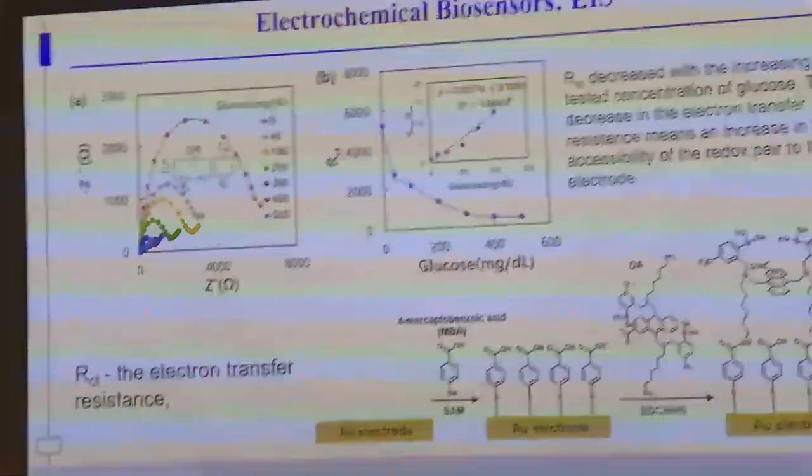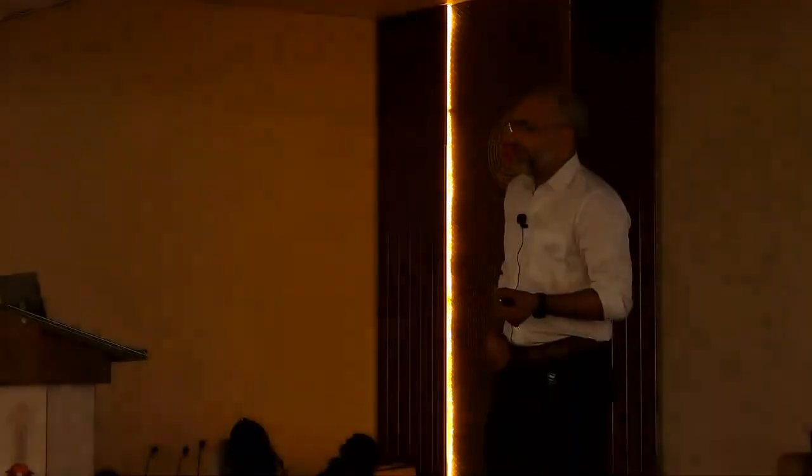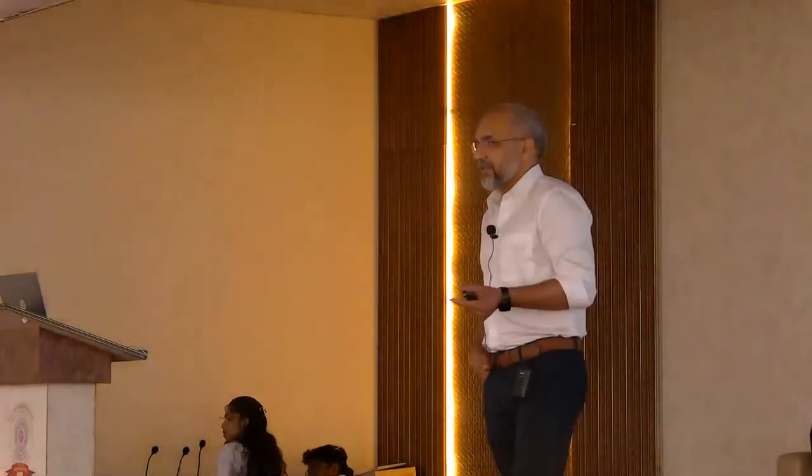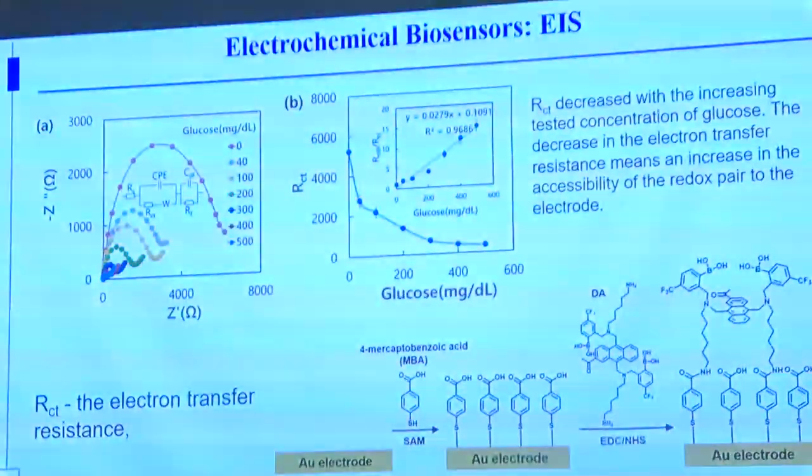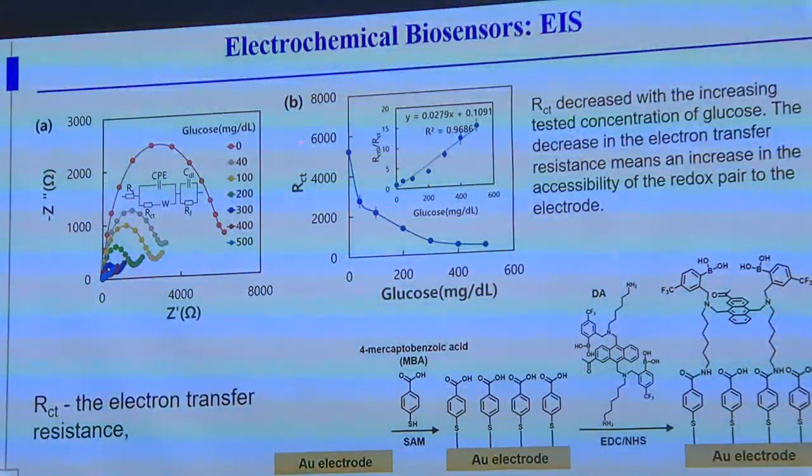The first is the solution resistance. The second is the charge transfer resistance. If you have a smaller charge transfer resistance, it means the charge transfer between electrode and analyte is happening faster. There is a small resistance for that particular component. And in that way, impedance spectroscopy has been used for biosensing applications. And this is a very simple application that I'm telling you about.